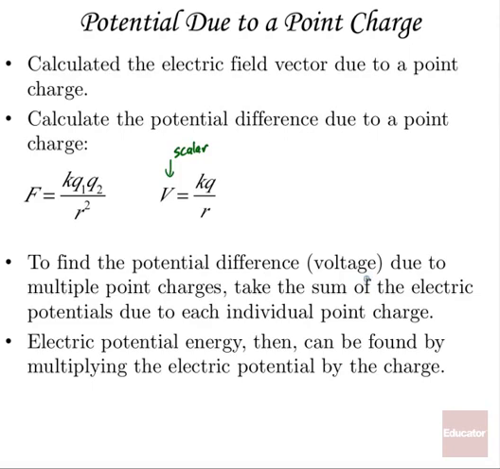And to find the potential due to multiple point charges, we just take the sum of the electric potentials due to each individual point charge. Again, not worrying about any vector nature. Electric potential energy then can be found by multiplying the electric potential by the charge. So electric potential energy due to a point charge is QV, or Q times KQ over R. Therefore, electric potential energy is going to be K times the product of your two charges divided by the distance between them.